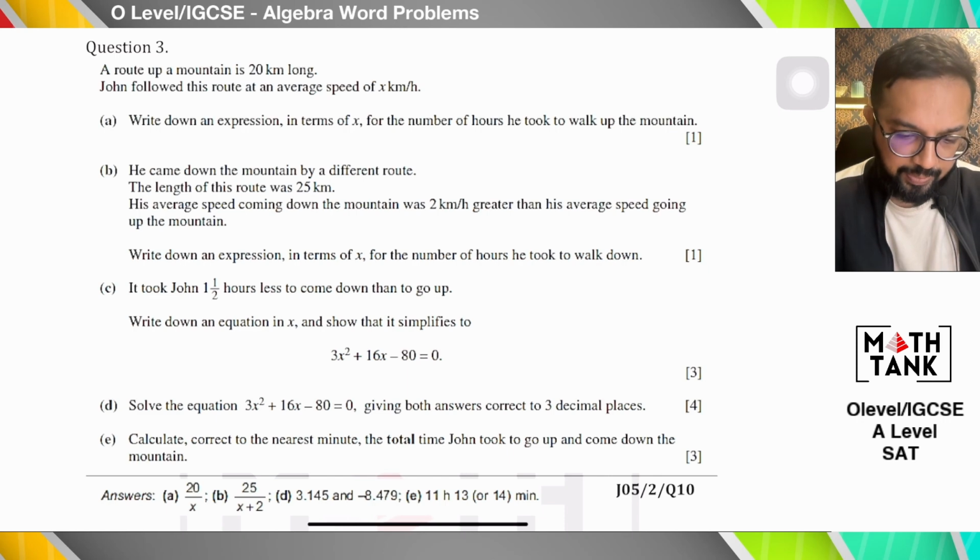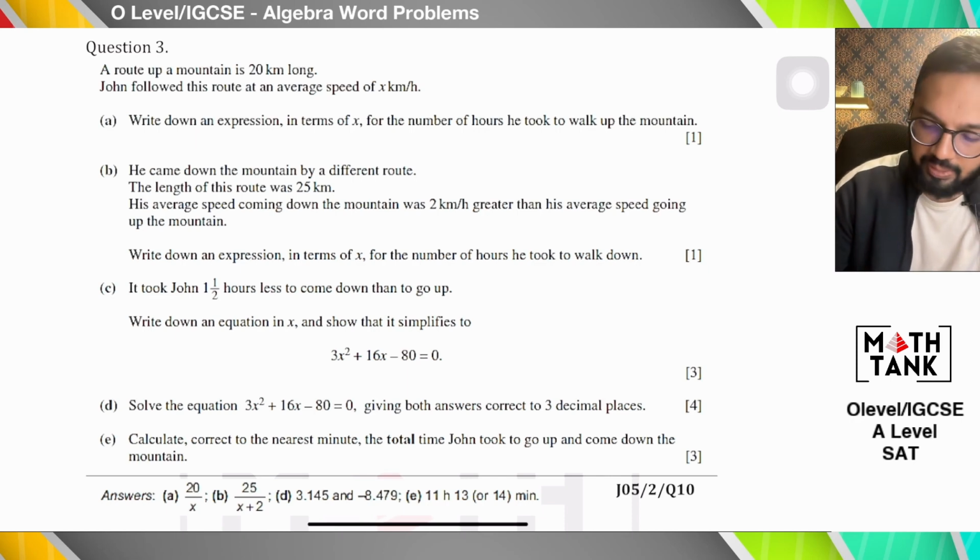It says the route up a mountain is 20 kilometers long. John followed his route at an average speed of x kilometers per hour. Write down an expression in terms of x for the number of hours he took to walk up the mountain. So again, time is distance over speed. I'm going to say that the time is 20 over x.